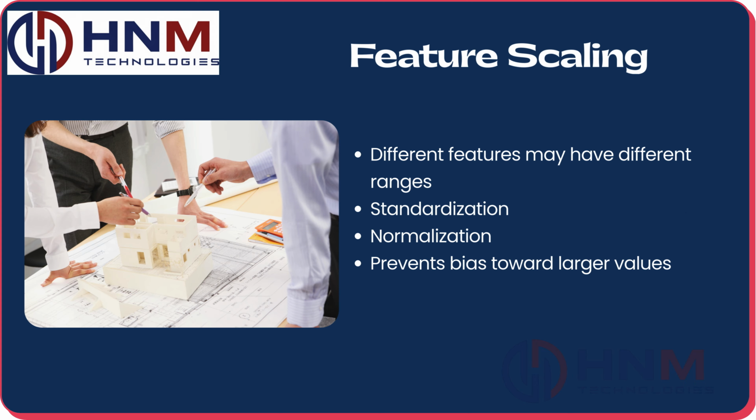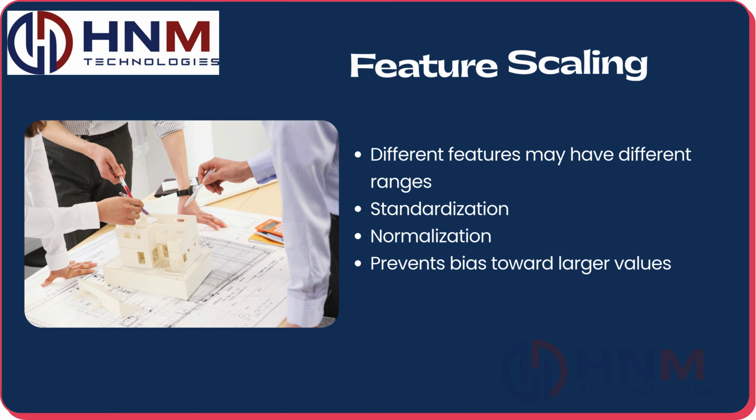In datasets, some features may have very large values while others are small. For example, salary may range from thousands to lakhs, while age ranges between 18 and 60. If we do not scale features, the model may give more importance to larger numbers. Feature scaling ensures that all variables are on a similar scale. Common methods include normalization and standardization. This improves model performance and training speed.